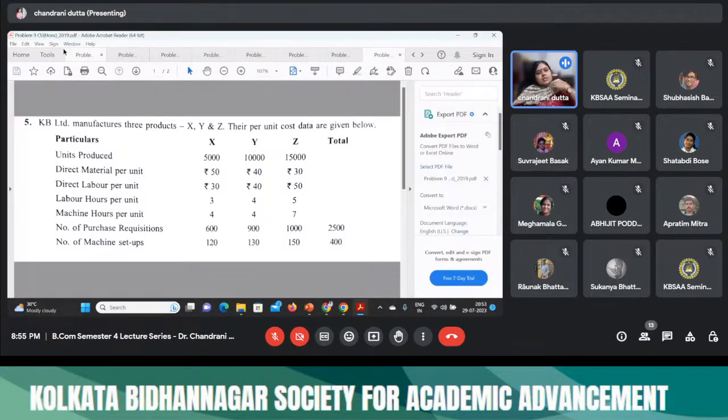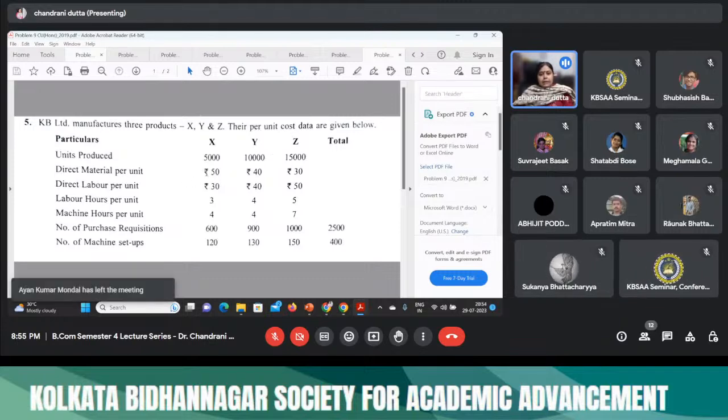So this problem had come in your Calcutta University Honors 2019's examination. If you see, it says that KB Limited manufactures 3 products X, Y and Z. Their per unit cost data are given below. So 3 products are there: units produced, direct material cost per unit, labor cost per unit, labor hours per unit, machine hours per unit, number of purchase requisitions, number of machine setups.